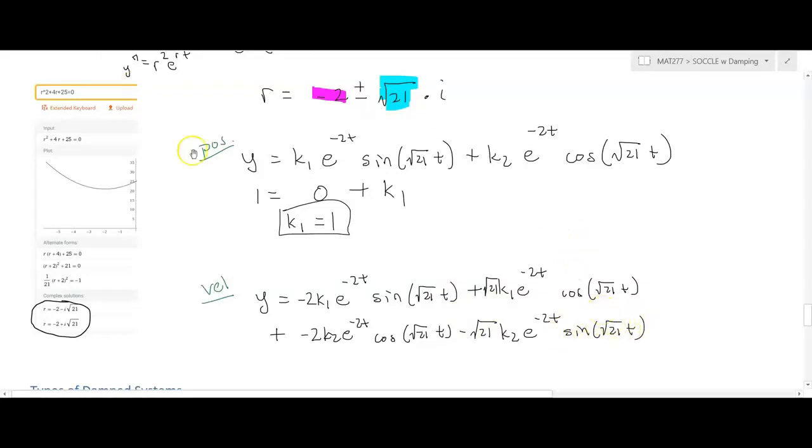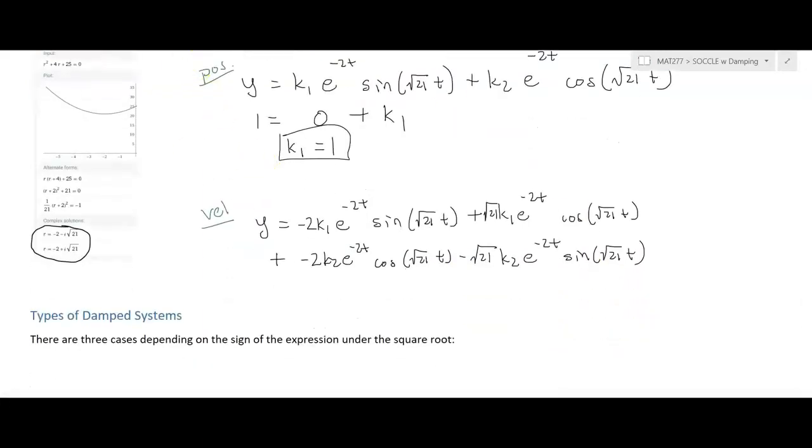So it gets a little bit messy because of those two product rules in there. But now we can substitute in our initial velocity, which is 0. Well, this should be y prime. So 0 equals, and if we look at these terms term by term, the sine terms are going to be 0 because you plug in 0, sine of 0 is 0.